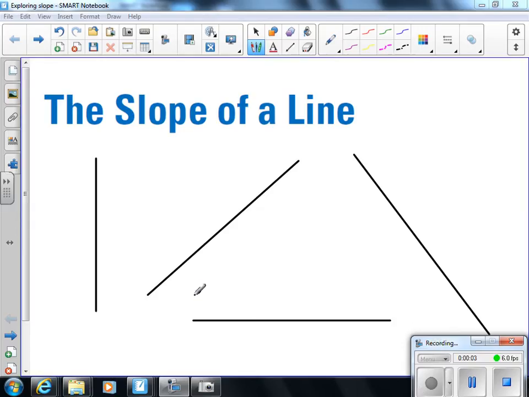Earlier this year, we talked about the rate of change that occurred, and we referred to it as being the slope of a line. And we're going to extend that today with what we're going to be looking at with slopes of a line. Now, here are the 4 basic slopes. This is a positive slope. This is a negative slope. We've talked about those before.